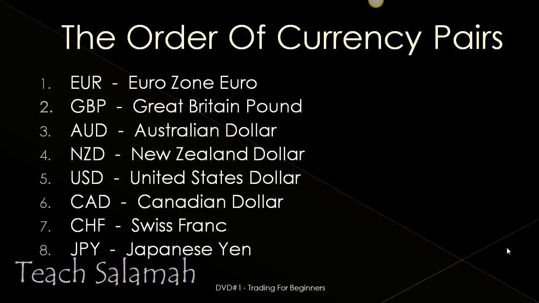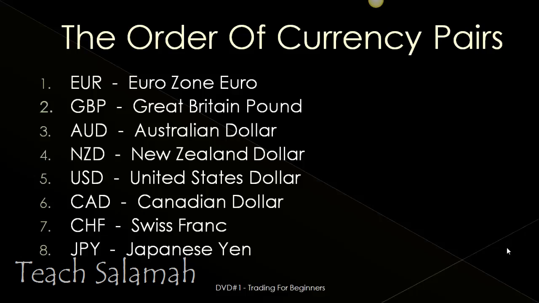Let's assume that we wanted to join the Canadian dollar with the Australian dollar. In this case, the currency pair would be the AUD-CAD. The reason for this is because the Australian dollar features higher up on the list than the Canadian dollar. So when we pair them together, the currency that's higher up on the list becomes the base currency and the currency that's lower on the list becomes the quote currency.